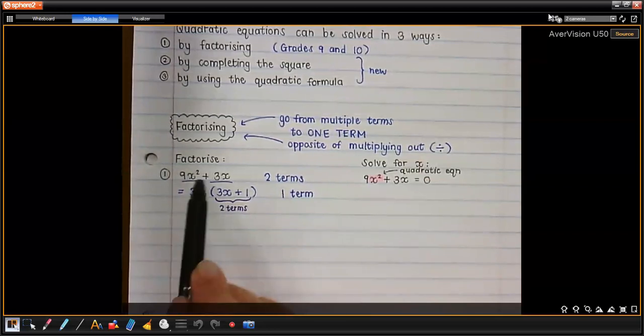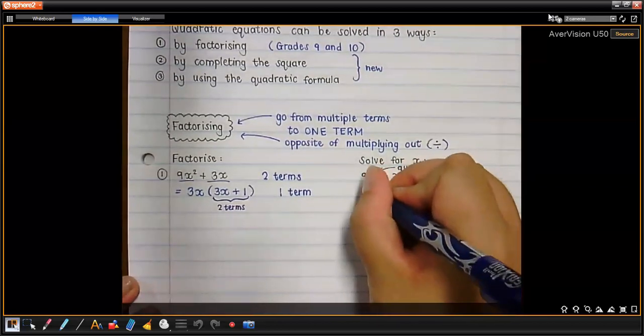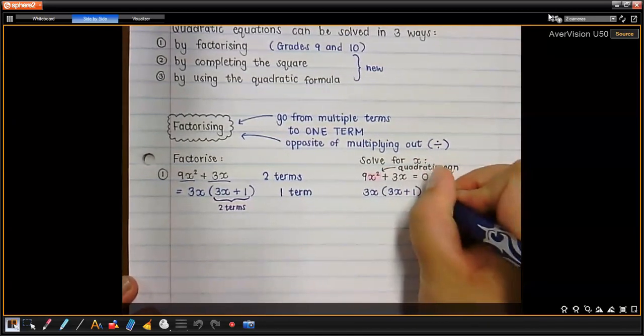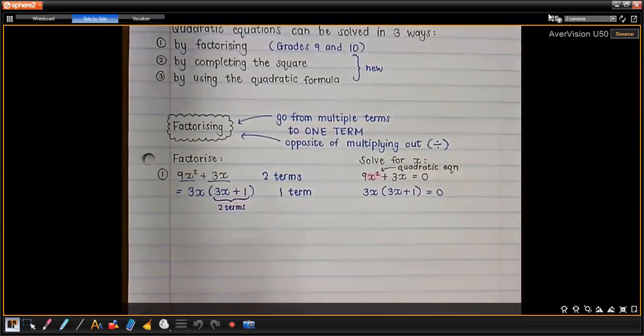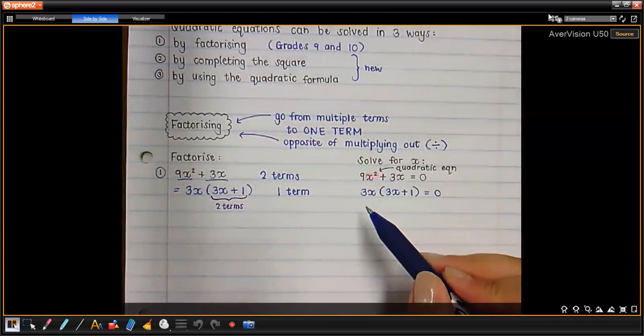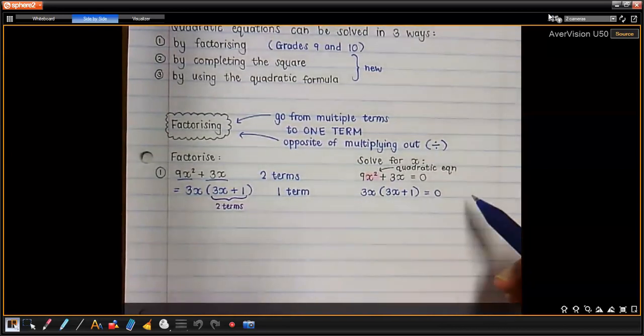Next step is to factorize, but we've already done the factorization here on this side. Okay, we've already done that, so we can just rewrite that. So when we factorize this, we get 3x times (3x plus 1) equal to 0. The actual factorizing doesn't change because it's an equation. All right, I'm still factorizing the same way. Still look for common factor. We write the common factor down. We divide each term by the common factor. The only difference is now that it's equal to 0.